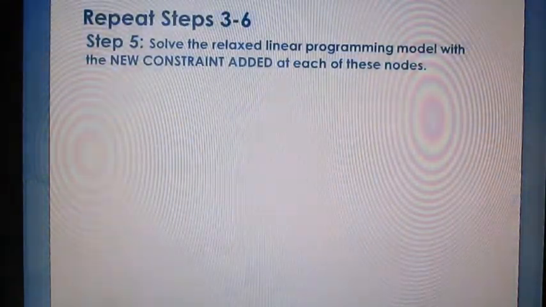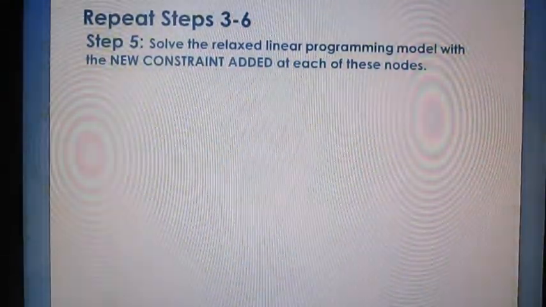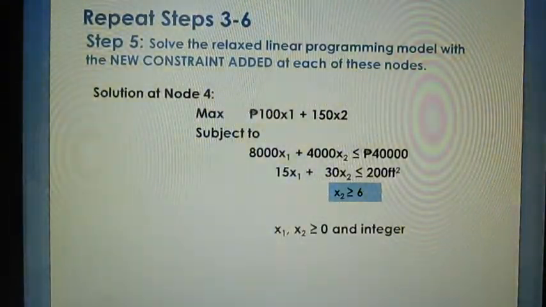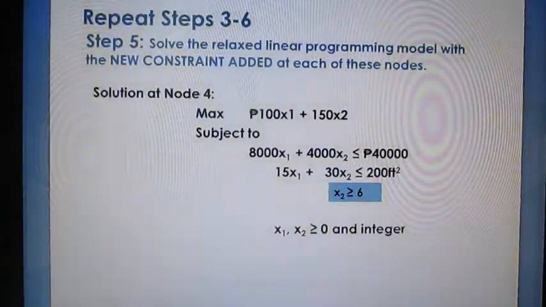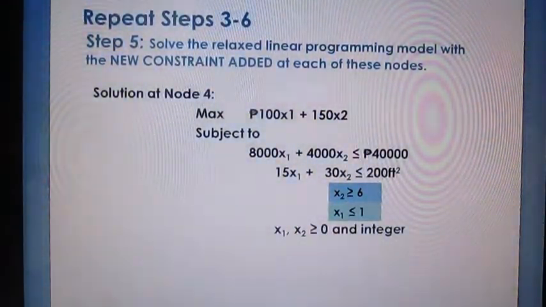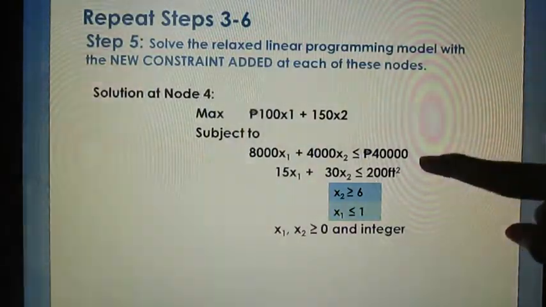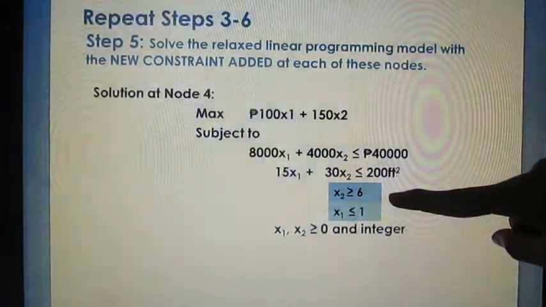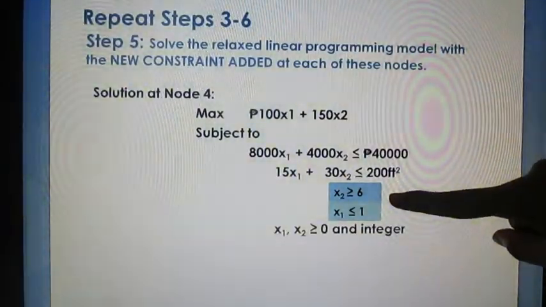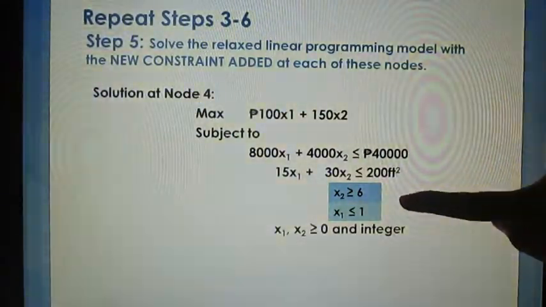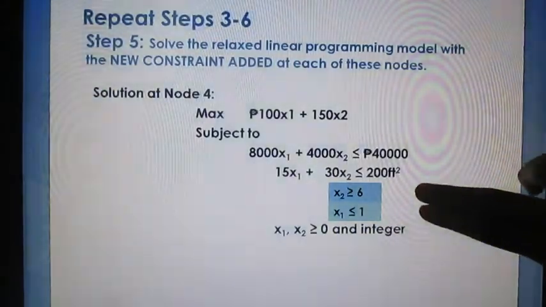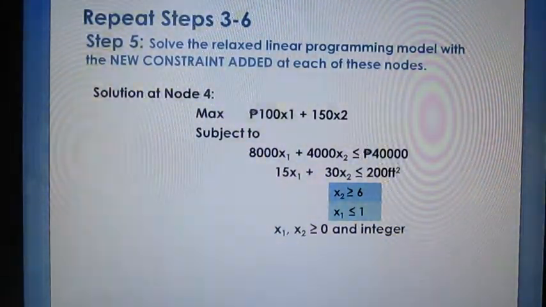Next, solve the relaxed linear programming model with the new constraints added at each of these nodes. So, magsasolve ulit tayo ng linear programming. Gagamit ulit tayo ng solver ng Excel. Pero makikita natin sa model ng node 4, yung kaninang model ng node 3, same constraints, tatlo, dadagdagan siya nung constraint ng node 4 na yung x sub 1 must be less than or equal to 1. Huwag natin kakalimutan na yung constraint kung saan tayo nag-branch, andun pa rin siya. Yung constraint ng node 3 na yung x sub 2 must be greater than or equal to 6. Tapos, idadagdag lang natin yung constraint nung node 4. Bali, magkakaroon ng dalawang additional constraint dun sa pinaka-original linear model natin. Tapos, isosolve natin yan using the solver.